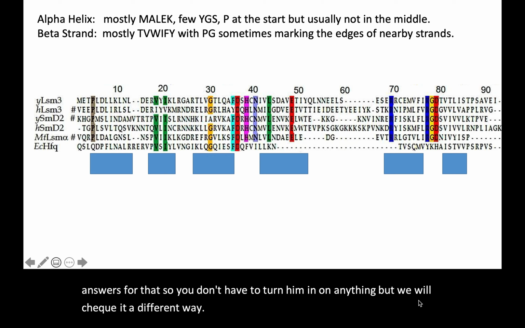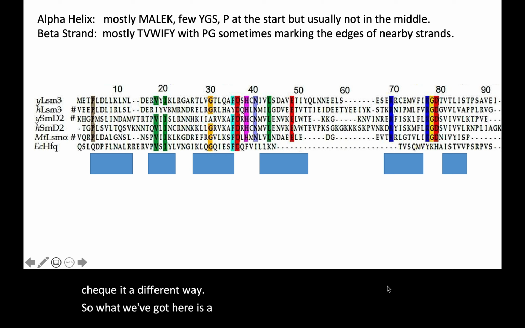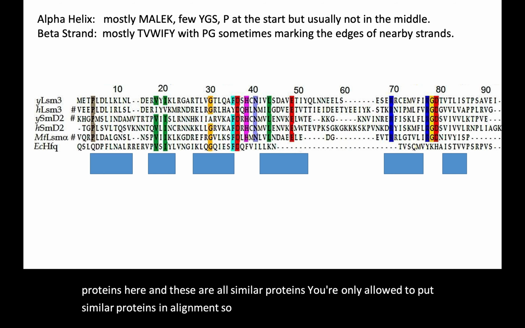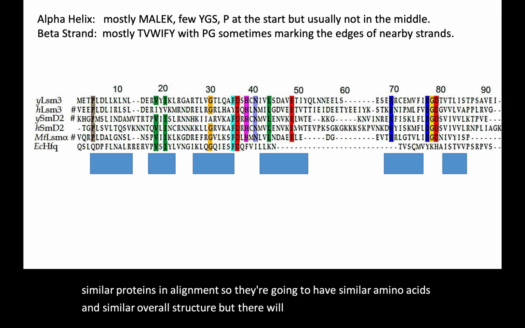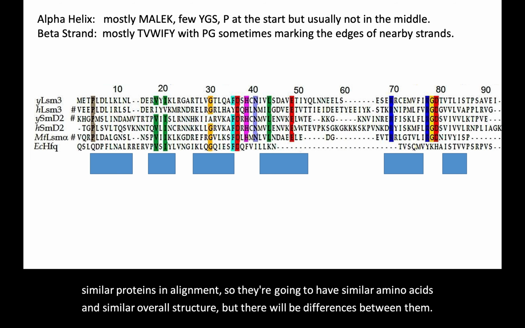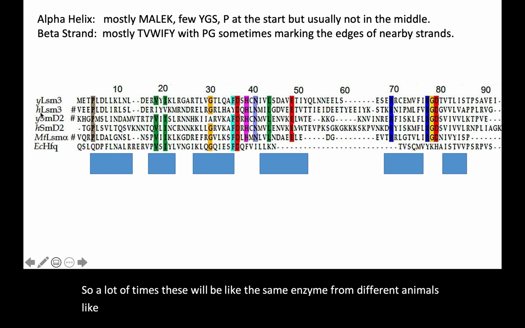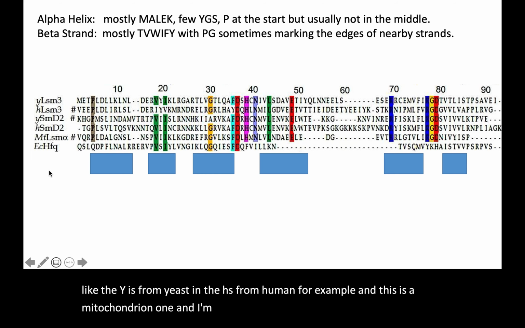So what we've got here is a protein alignment. These are little proteins, and these are all similar proteins. You're only allowed to put similar proteins in an alignment. They're going to have similar amino acids and similar overall structure, but there will be differences between them. A lot of times these will be the same enzyme from different animals, like the Y is from yeast and the H is from human, for example. And this is a mitochondrion one, and I'm not sure what the EC is. Maybe an echinoderm, something like that. I don't know.